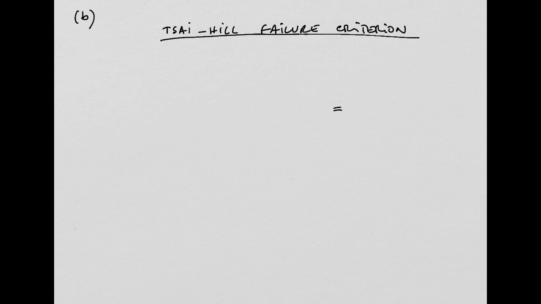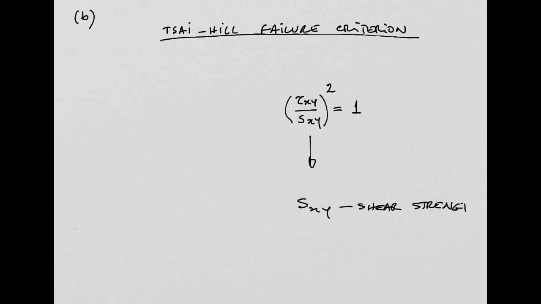So they put one on the right-hand side. On the left-hand side, they start building some fractions. They introduced one which is the installed shear stress over the shear strength of the material, and they squared this. This is a model, right? So this is basically a fraction that can never be bigger than one, isn't it? Because Sxy is the shear strength, the maximum you can have. If your installed stress tau xy is bigger than Sxy, then this ratio is going to be bigger than one, and that cannot happen because it will fail in shear, right?